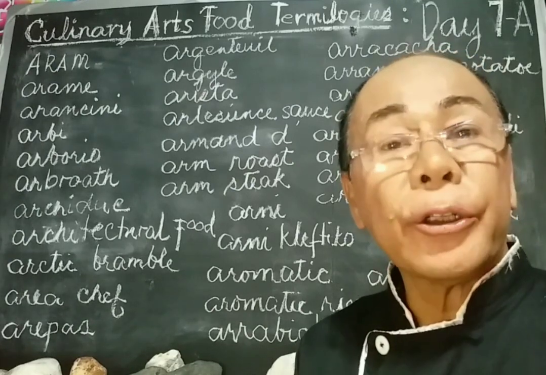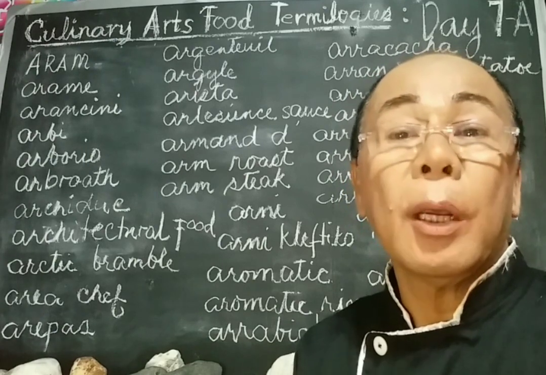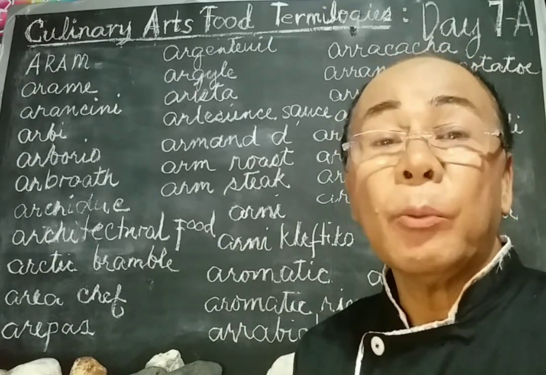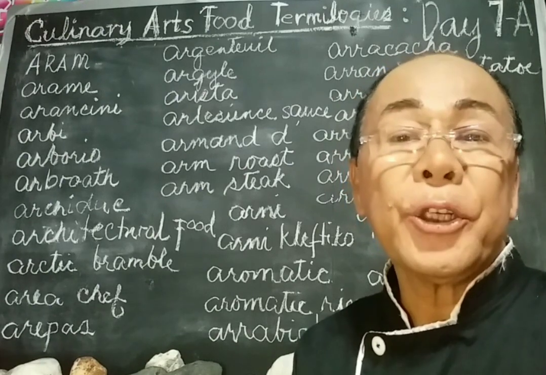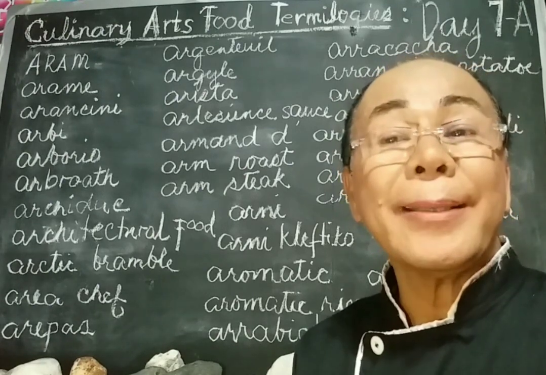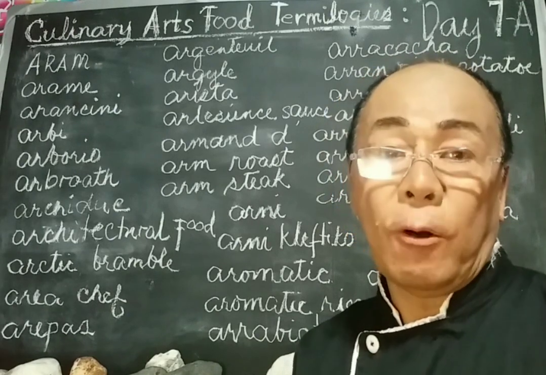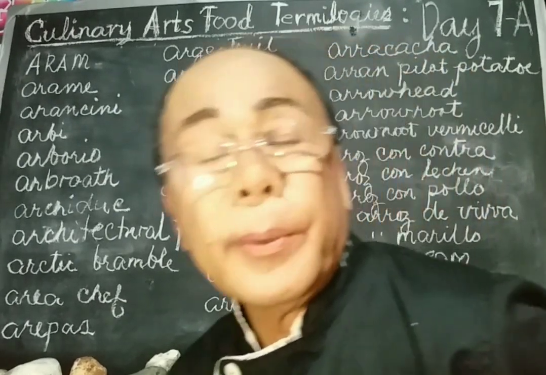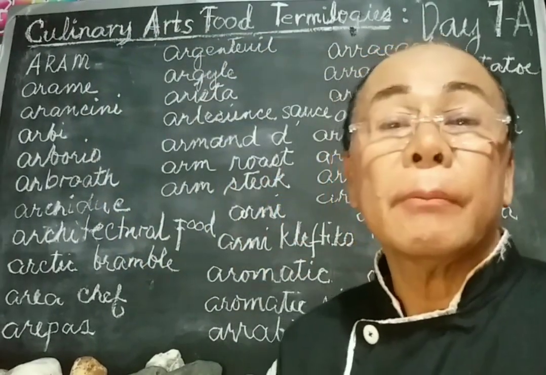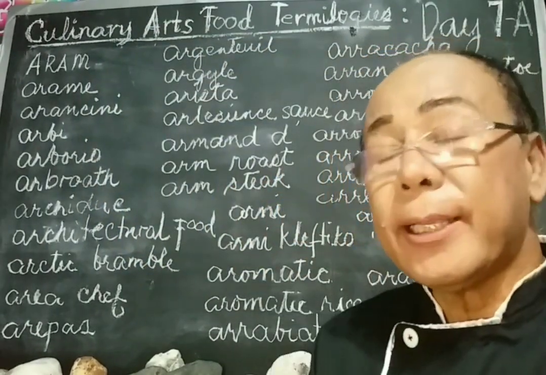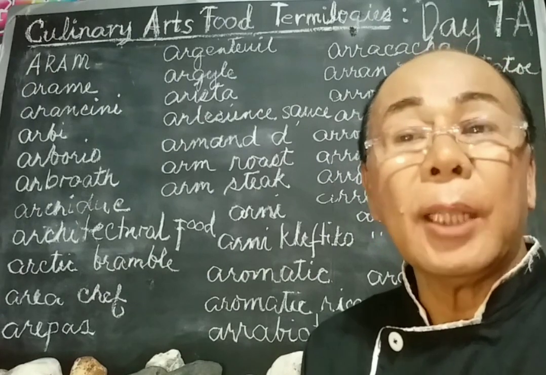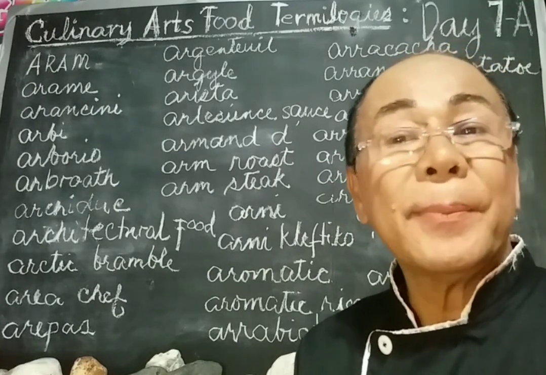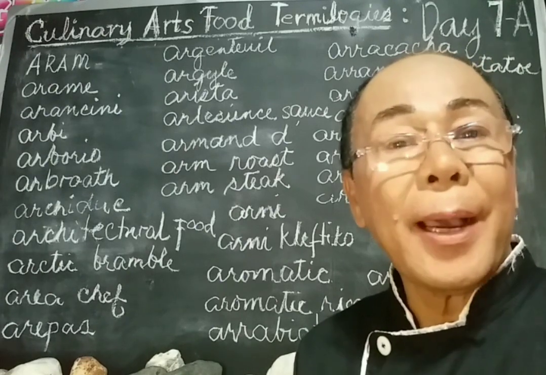Next term we have the aromatic. This word or term refers to a food, usually an herb, spice, or vegetable, added to a preparation primarily to enhance its aroma and flavor. Next word we have the aromatic rice. This refers to a rice with perfume, not light aroma and flavor, like basmati, jasmine, and Texmati rice.